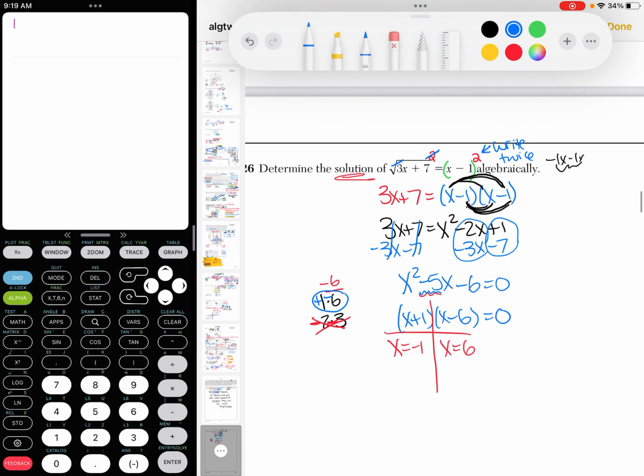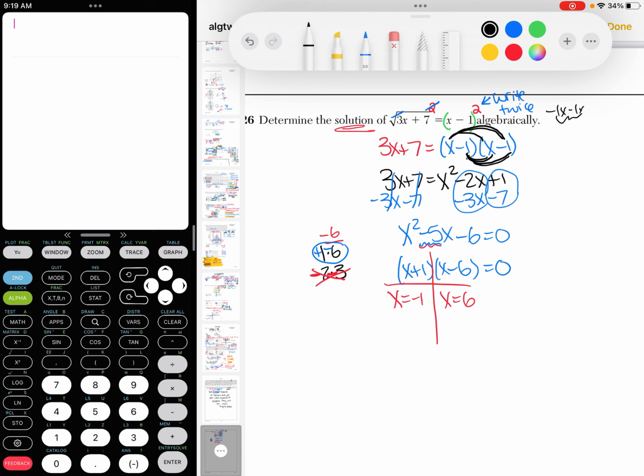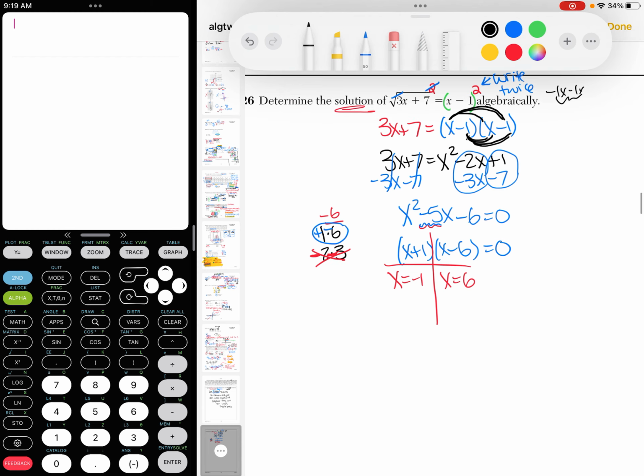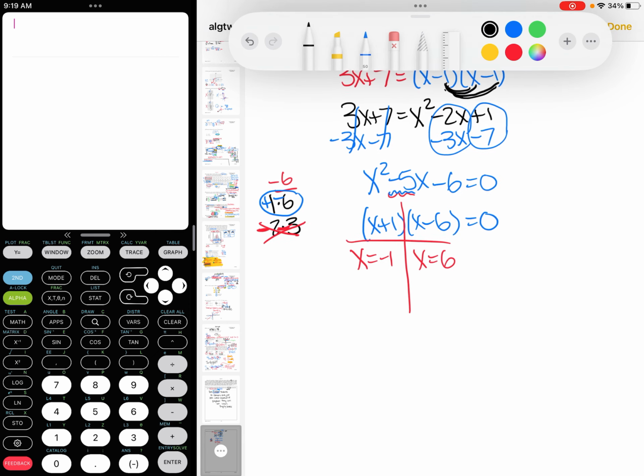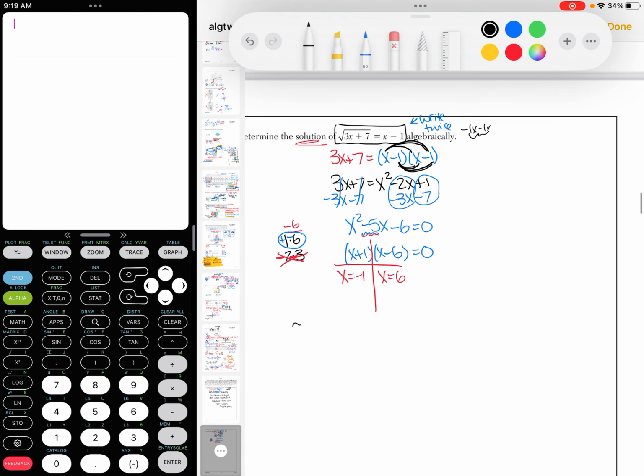Now, when you are solving a square root equation, this is one of those situations where you have to check for extraneous solutions or rejected solutions. So you have to check them back in your original equation. So your original was before I put any marks on it, this one right here. So to check negative 1, I'm going to plug negative 1 in for x in this equation. So here and here. So it's going to be the square root of 3 times negative 1 plus 7 equals another x, so negative 1 minus 1. So I'm going to do this math.